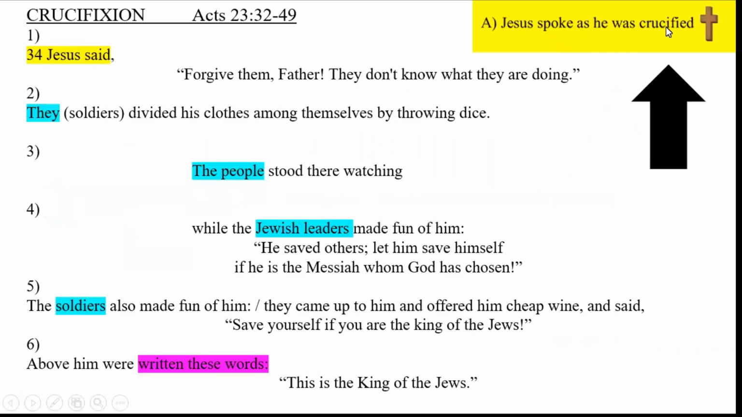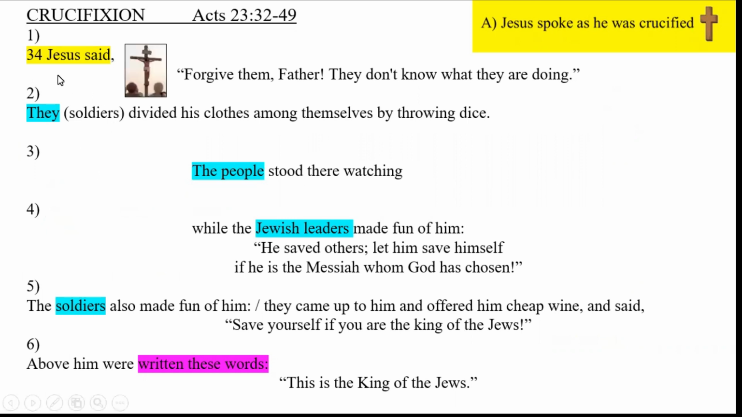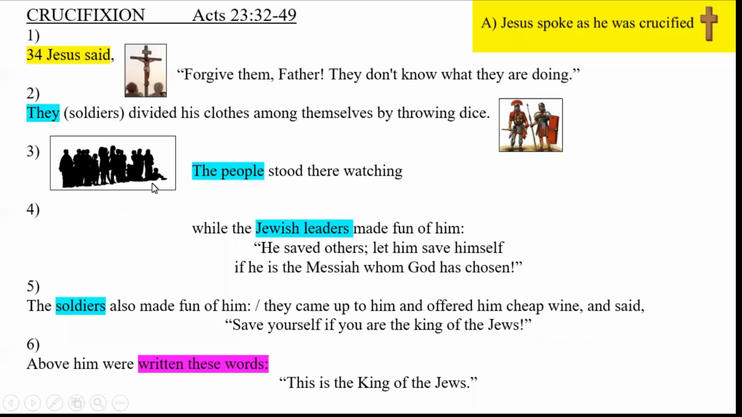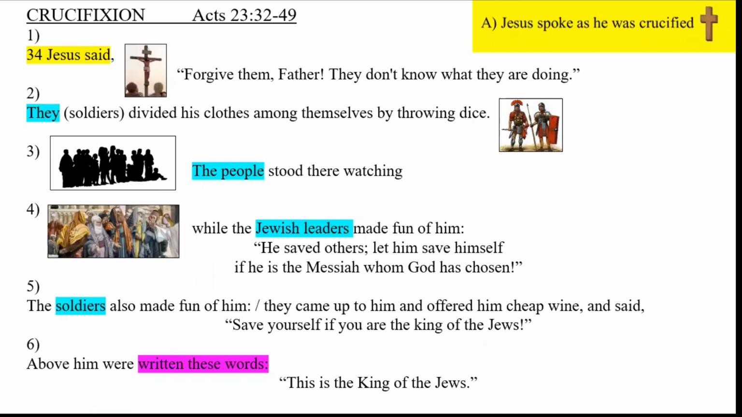Now, as we look at the first portion here, what Jesus spoke and what happened when Jesus was first being crucified. So firstly, we notice beginning from verse 34, Jesus said, "Forgive them, Father, they don't know what they are doing." And then we have the soldiers who are trying to win Jesus' clothing by throwing dice. We have the people who are standing there and watching and seeing what's happening. And then we have the Jewish leaders who are making fun of him. This is what they said. He said to others, "Let him save himself if he is the Messiah whom God has chosen."